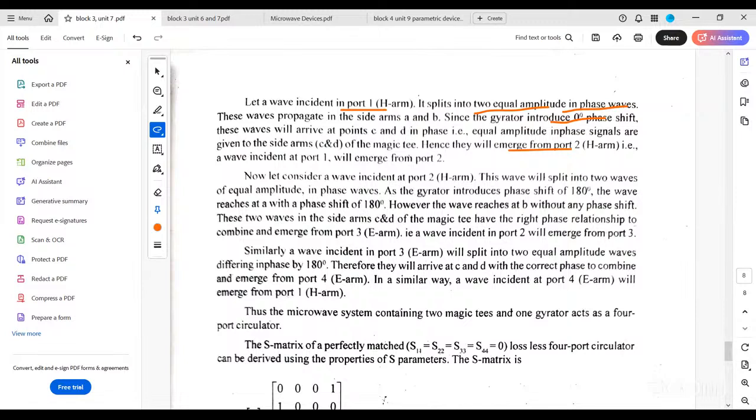A wave is incident on port 1. It travels in the upward direction, so the angle is 0. A wave is incident on 2.